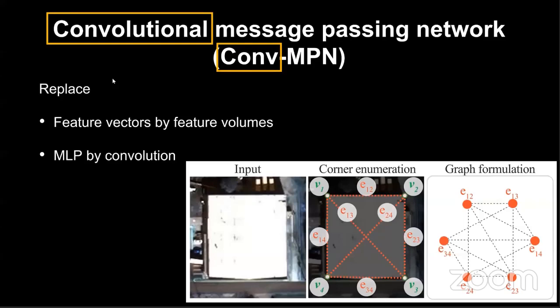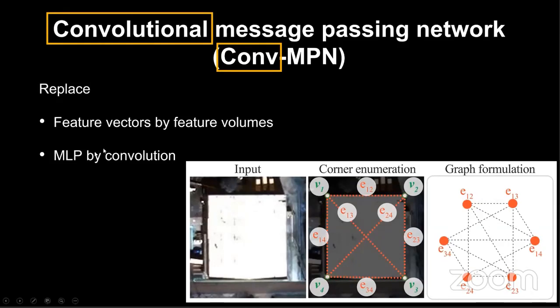So now here comes our idea. Very simple, that's why I like it. Convolutional message passing neural network, or ConvMPN. We do two things. Instead of storing a feature vector at each pixel or node, we simply replace it by a feature volume, meaning just a feature image like in every ConvNet. So now features are images, feature volumes instead of vectors. So we just use convolutions instead of MLP to encode messages.